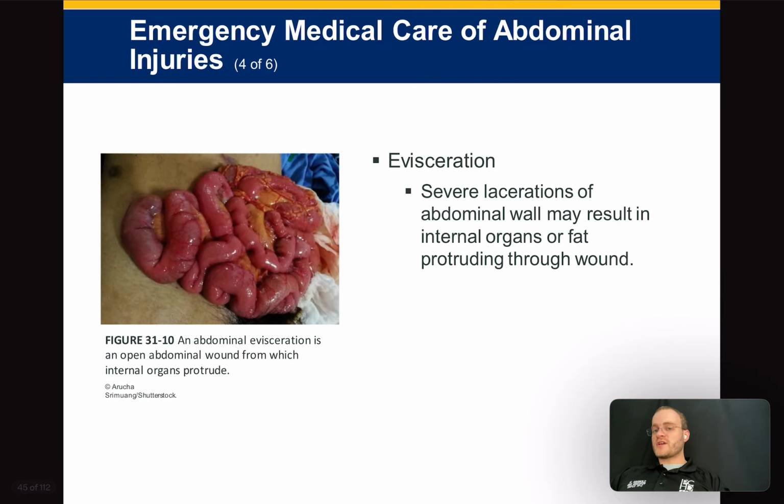And so that's an evisceration, right? Those are loops of bowel sticking out of this guy's chest. And so this is bad. This yellow stuff is the mesentery. There. Okay? And this is the small bowel. So what do we do for this, right?